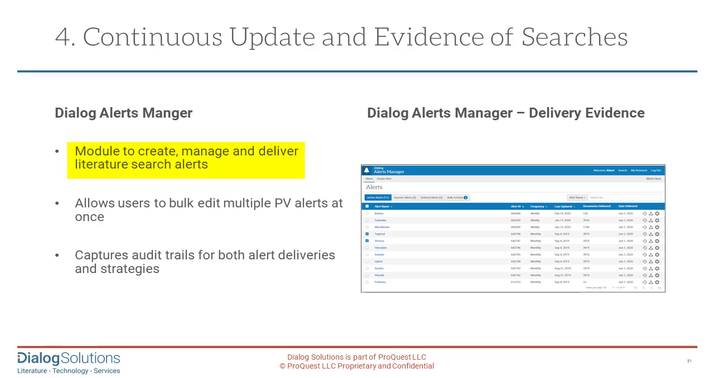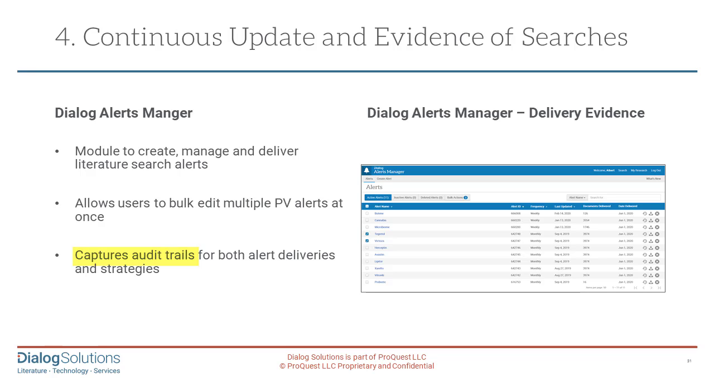You can check that it ran when it was supposed to run. You can check how many references were delivered and on which date they were delivered. And say you had some terrible breakdown in your email. Well, you can ask for them, press a button and get them re-delivered. You can bulk edit alerts at once, and there will be an audit trail to show that you are maintaining these alerts.